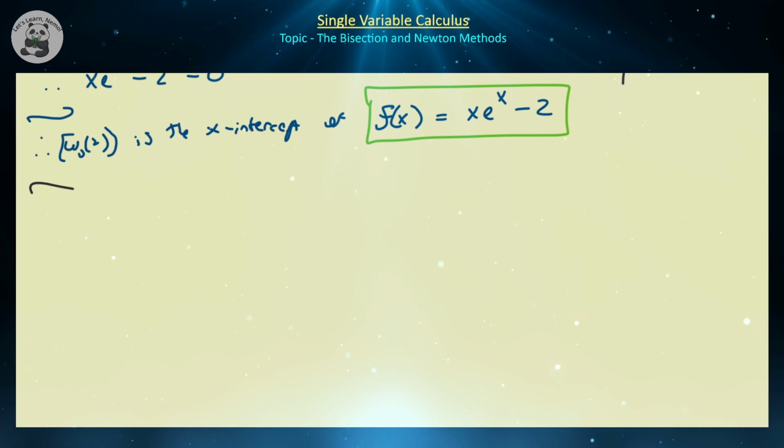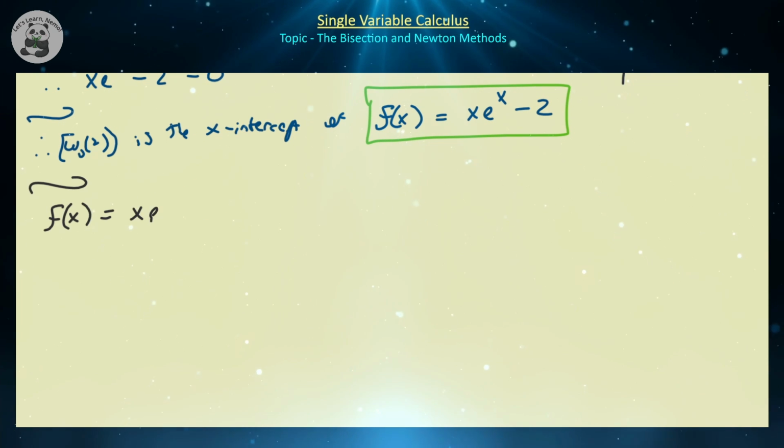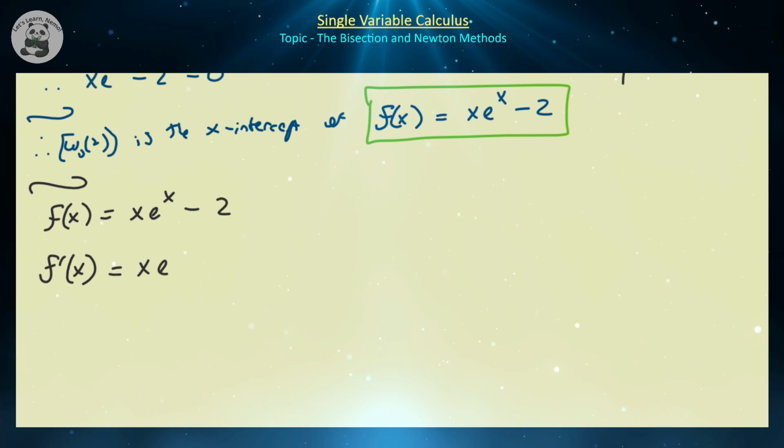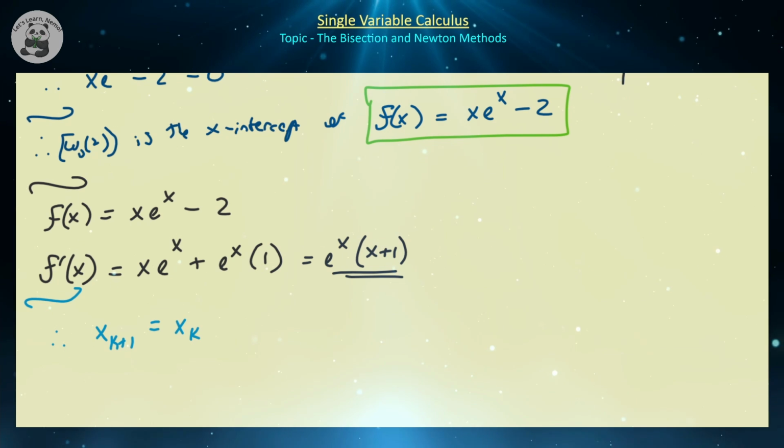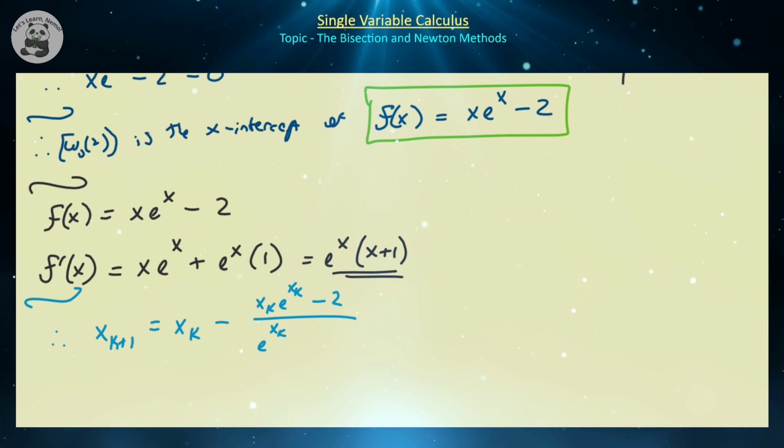So if f of x is equal to xe to the x minus 2, what is its derivative? Its derivative via the product rule is going to be equal to the first times the derivative of the second, plus the second times the derivative of the first, which we can write as just e to the x times x plus 1 if we prefer the factored form. So the Newton iteration sequence is going to be x_{k+1} is equal to x_k minus f of x_k, so x_k e to the x_k minus 2, all over e to the x_k times x_k plus 1.